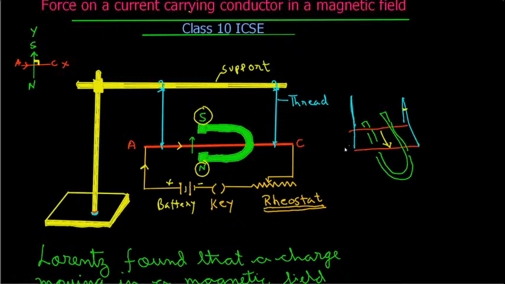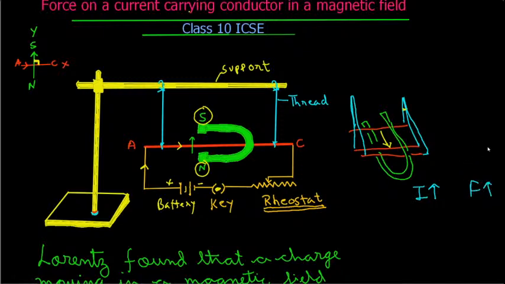Okay, now if I increase the amount of current, which means if I shift the jockey towards my left, so the amount of current in the circuit increases. And now what do I see? I see that this conductor is further pushed away. It comes away with greater strength, showing that the force has increased. I increase the amount of current and the force increases.